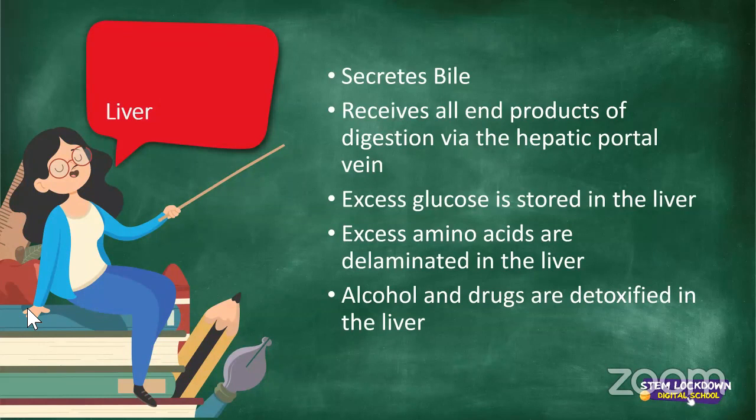Okay, the liver. So what happens at the liver? It secretes bile, as we have seen from the previous image. It receives all end products of digestion via the hepatic portal vein. And guys, this bullet, let it not confuse you. We are going to deal with it on Monday, right? Excess glucose is stored in the liver. Excess amino acids are deaminated in the liver, and alcohol and drugs are detoxified in the liver. So we're going to look at the liver in greater detail on Monday.